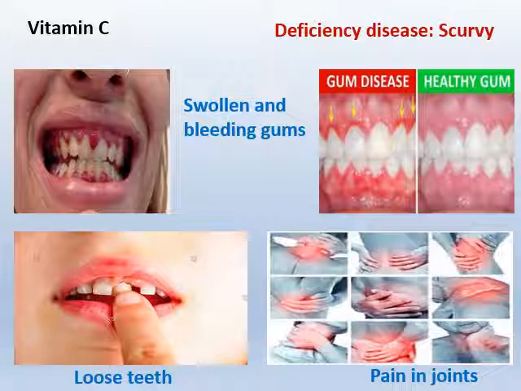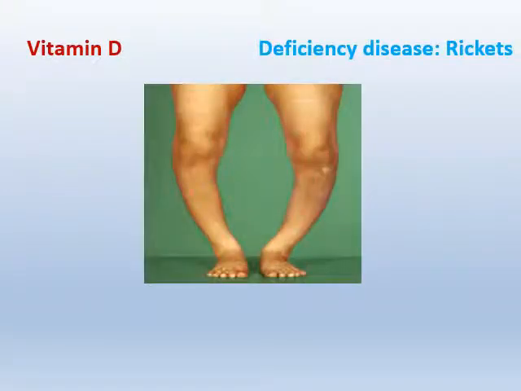Yes, children. And now we move to the next deficiency disease, vitamin D. Due to the lack of vitamin D, the person suffers with a disease called rickets. Now we observe the bones, children.